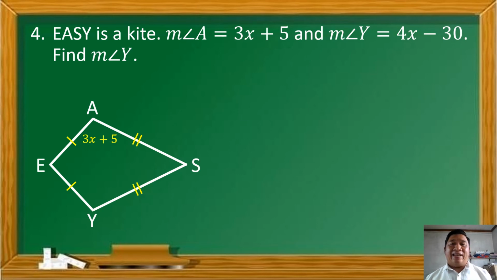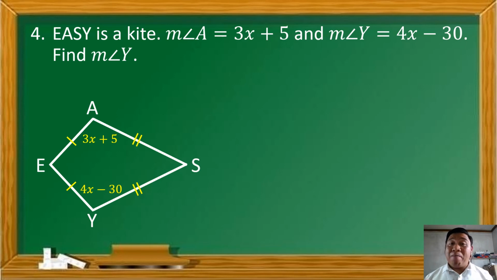Alright? So, ayan. Next, ano pa yung isang information na sinabi o binigay sa ating problem? The measure of angle Y. So, ang sabi dito that the measure of angle Y is equal to 4x minus 30. So, ilagay natin siya dito kay angle Y. Alright? So, ang pinapahanap sa atin sa problem na ito is the measure of angle Y. Yung exact measure ni angle Y.